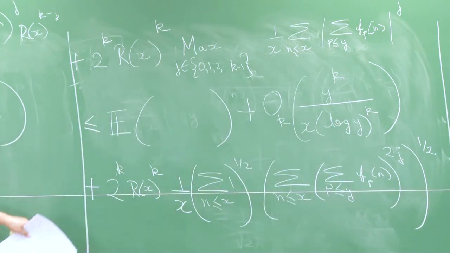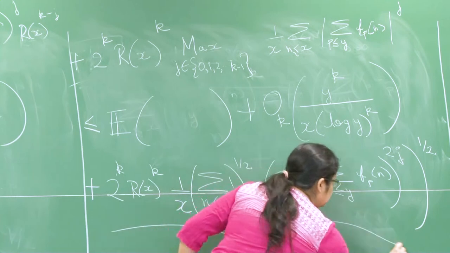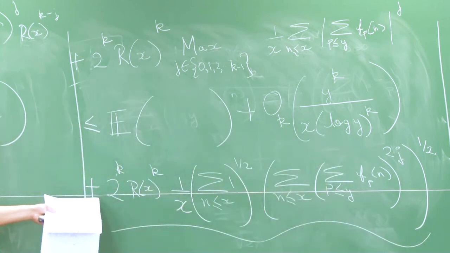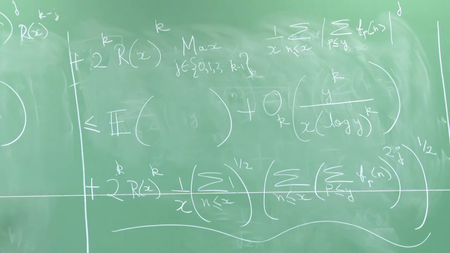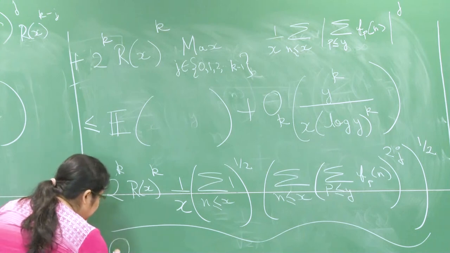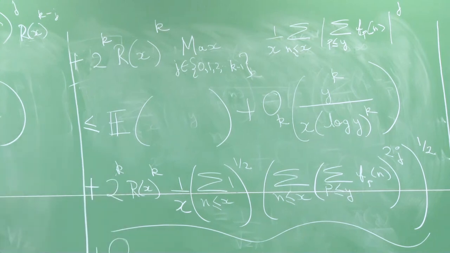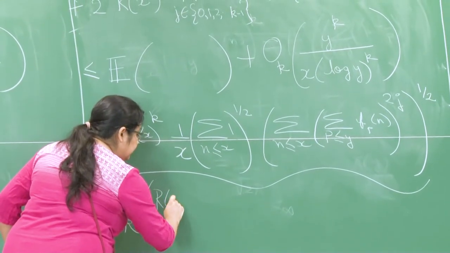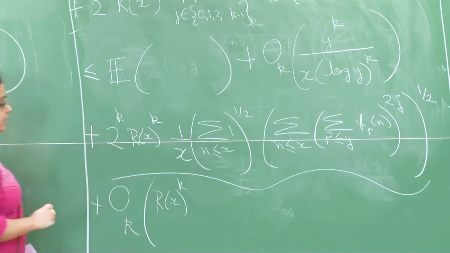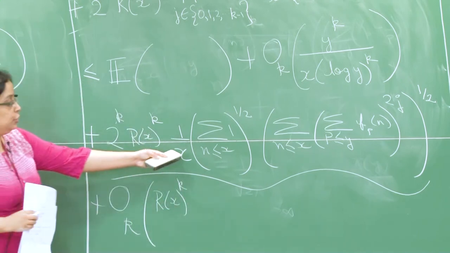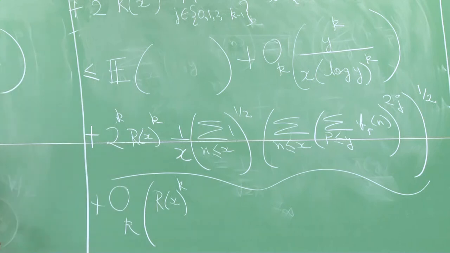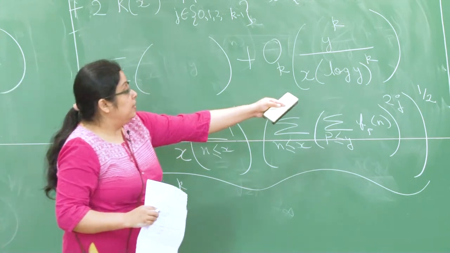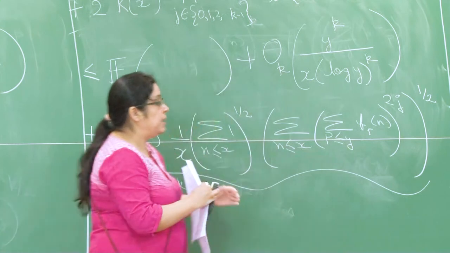So, what are you left with? I am going to absorb 2 to the k into an error estimate, since k is something fixed. So, I am just going to write this as O sub k of r of x raised to the k times, so what do you have here? Root x over x, right? And then you have this whole sum raised to the power half.